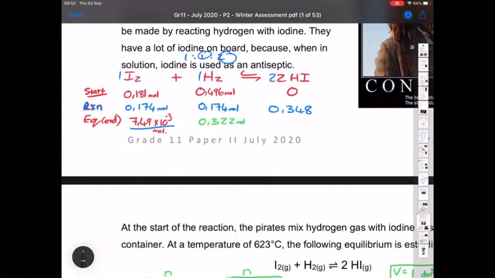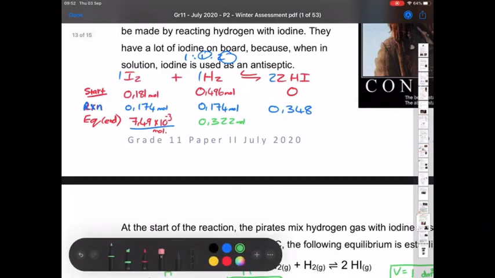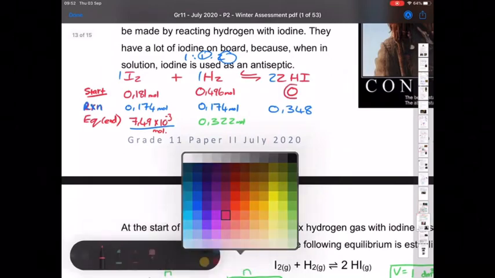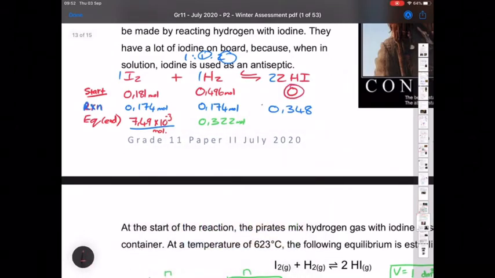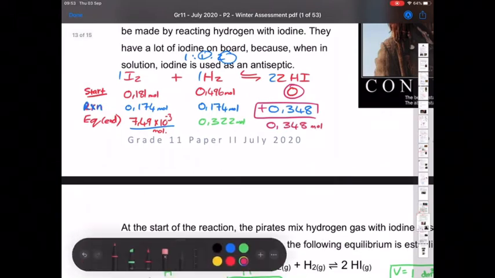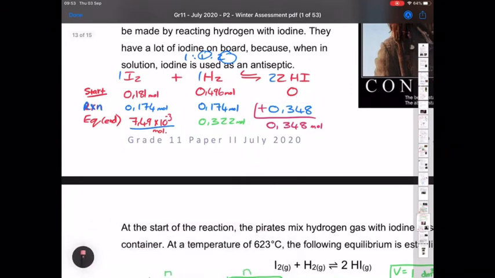So at the end, looking here, let's do that in another color. If you started with 0 moles of hydrogen iodide and you made 0.348 moles, then how much have you got at the end? Well, if you start with nothing and you make 0.348, then you're going to have 0.348 moles of hydrogen iodide at equilibrium, or at the end.